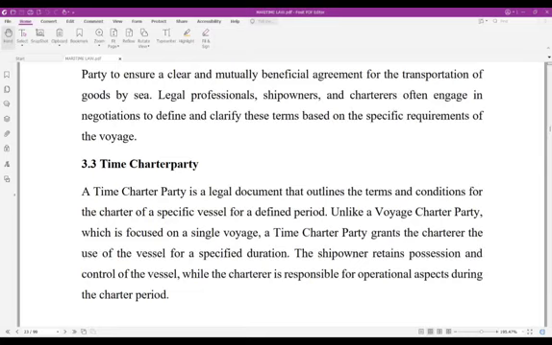The ship owner retains possession and control of the vessel, while the charterer is responsible for operational aspects during the charter period. Simply put, this time charter party is a legal document that outlines the terms and conditions for the charter of a specific vessel for a defined period, for a given period, for a particular period.